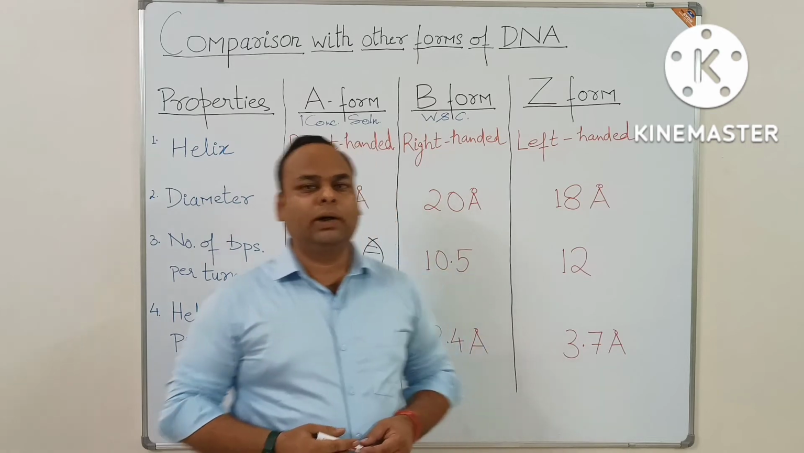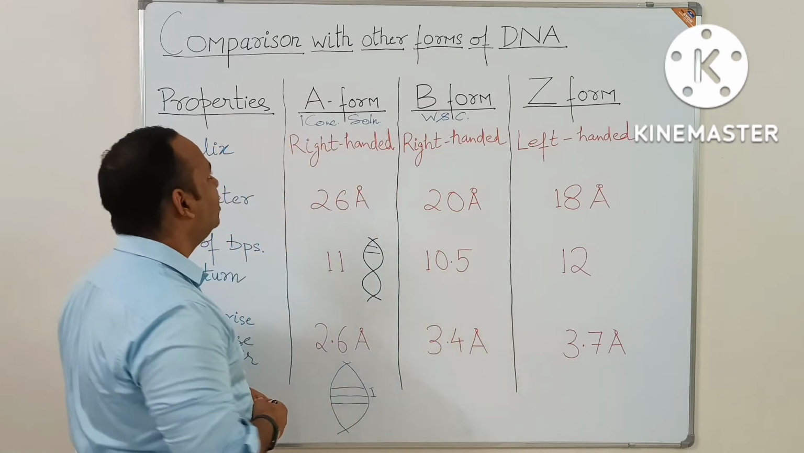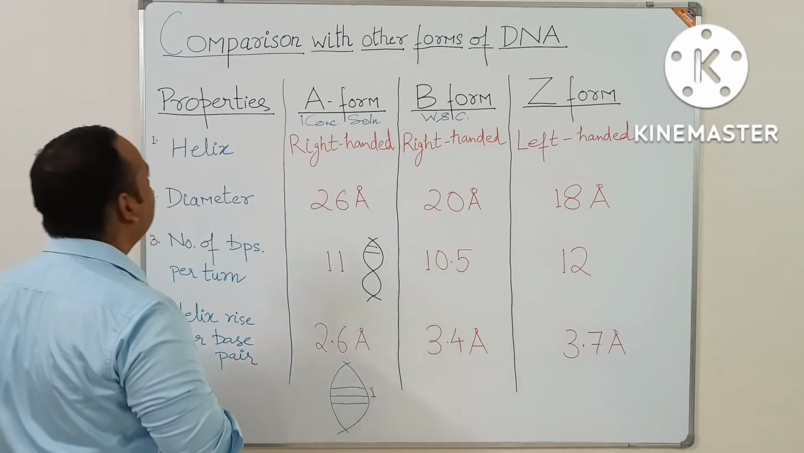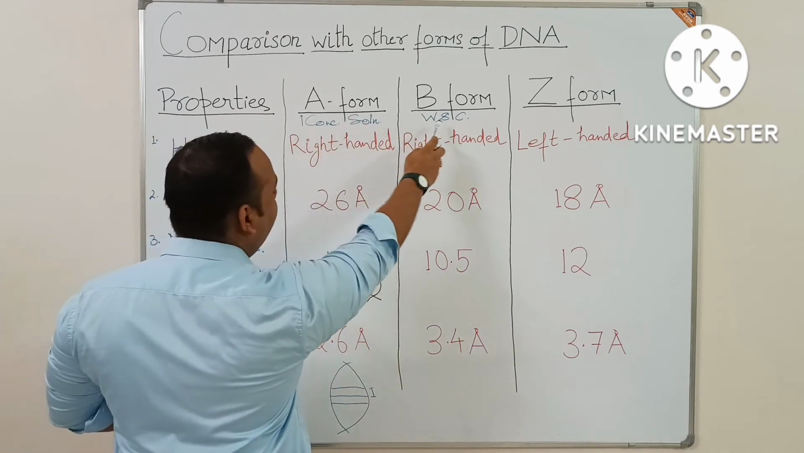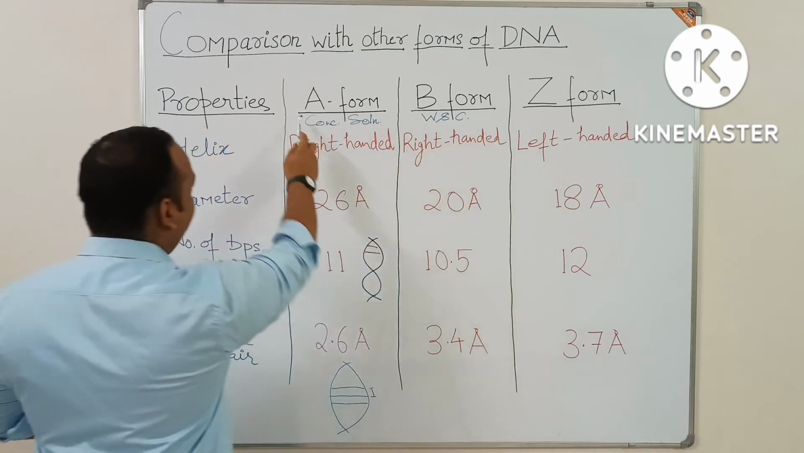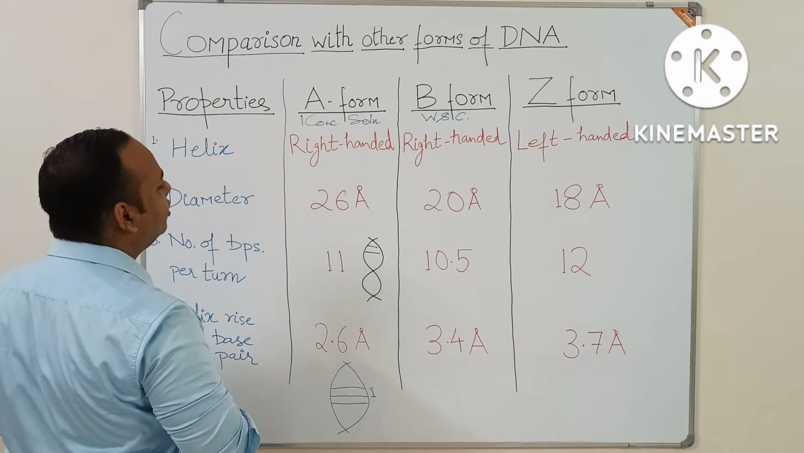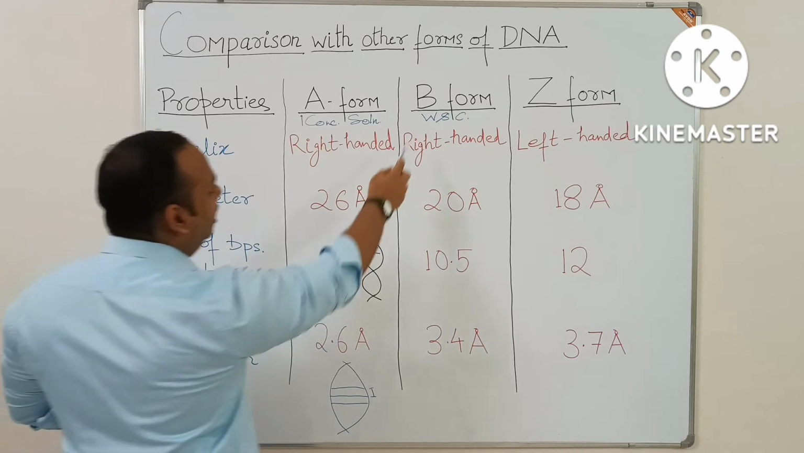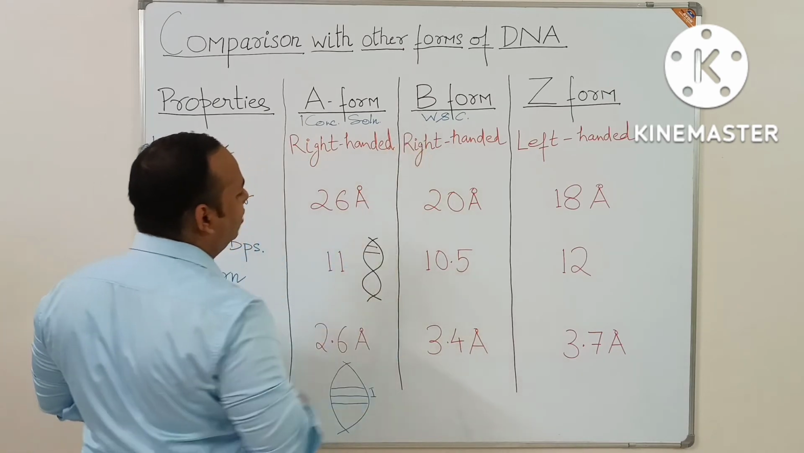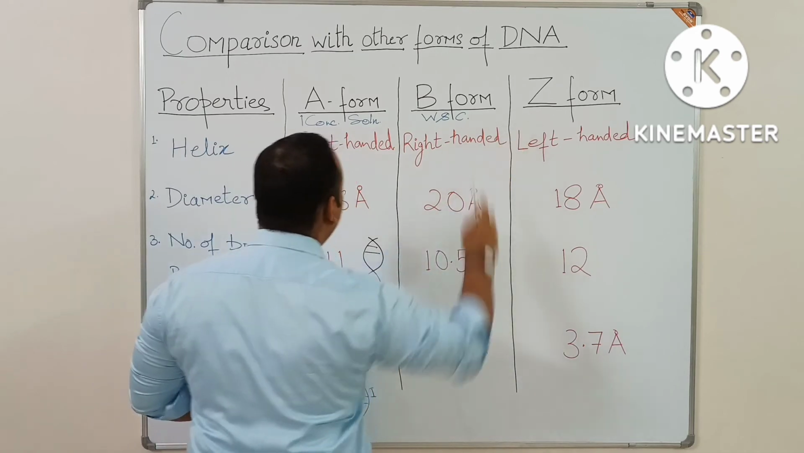Lastly, let's compare different forms of DNA. We'll discuss only 3 forms of DNA here: the A form, the B form, and the Z form. A form is formed in concentrated solutions devoid of water. B form DNA is the Watson and Crick model, and then the Z form of DNA.